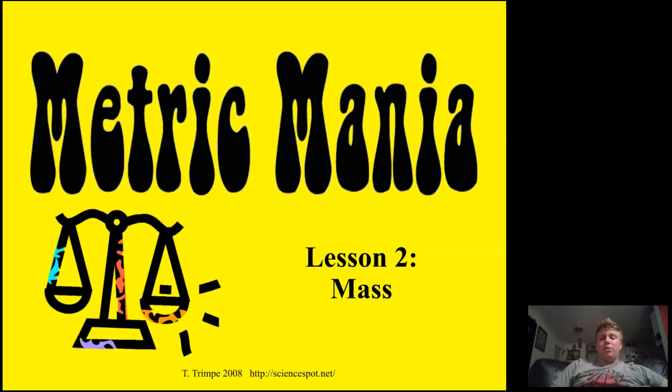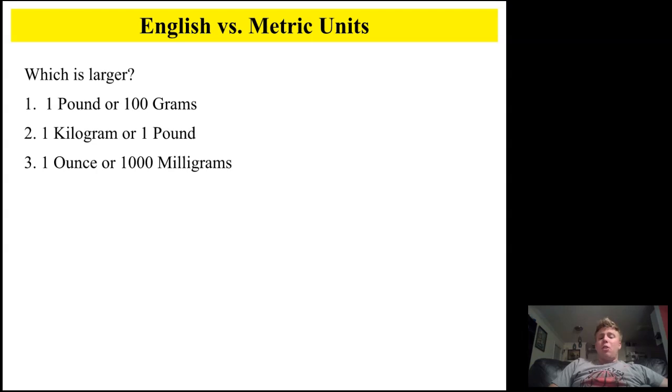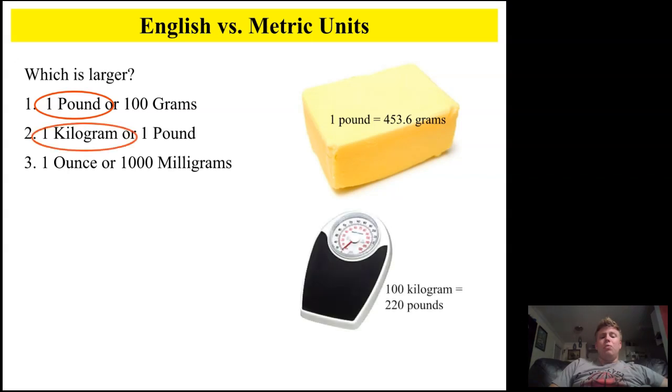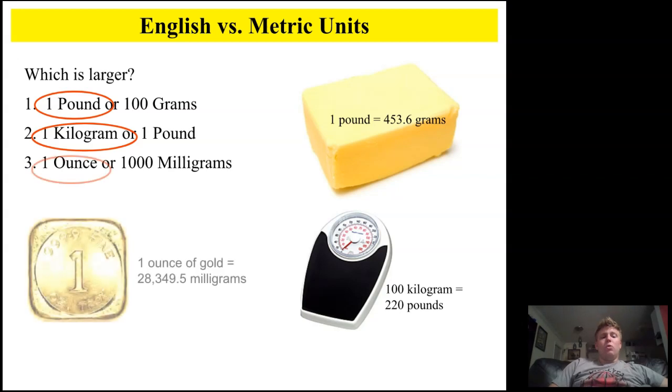The second part of the metric system that we're going to take a look at is mass. We're going to start off by comparing the English units to the metric units. So which one would be larger, 1 pound or 100 grams? If you said 1 pound, you would be correct. If you are comparing 1 kilogram to 1 pound, the kilogram is heavier or larger. And then finally, 1 ounce is more than 1,000 milligrams.